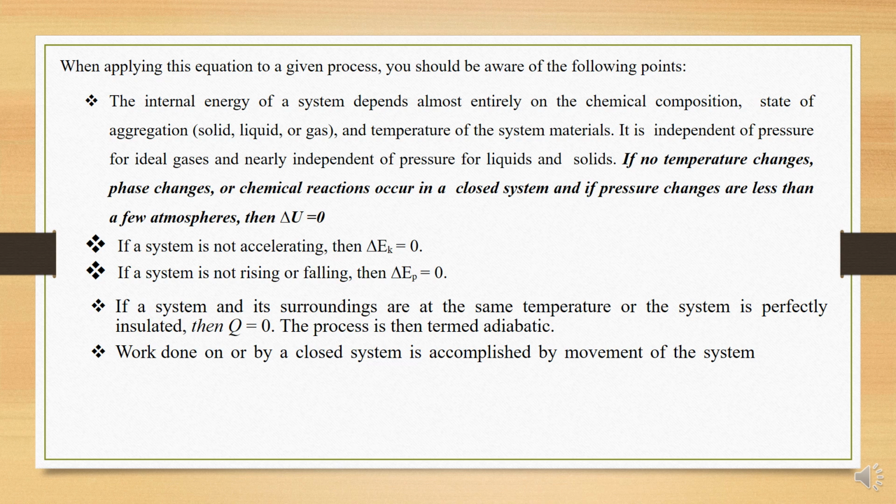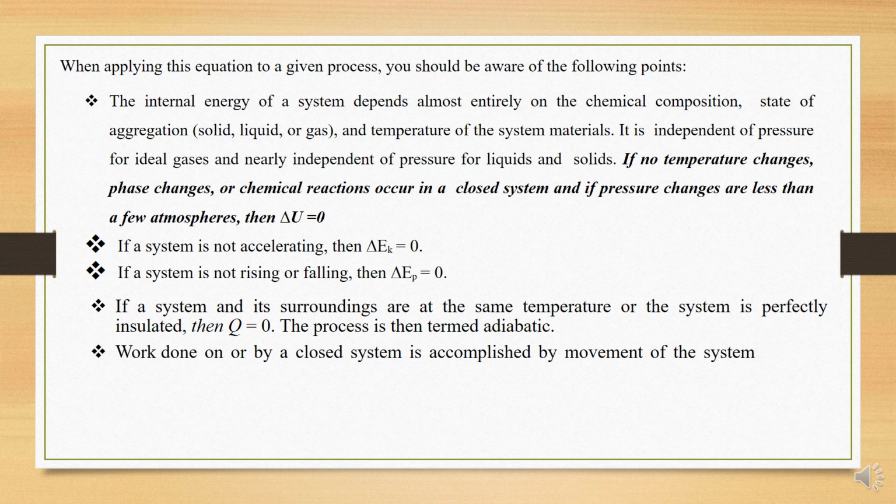If no temperature changes, phase changes, or chemical reactions occur in a closed system, and if pressure changes are less than a few atmospheres, then delta U is equal to 0. If a system is not accelerating, then delta E subscript K is equal to 0. If a system is not rising or falling, then delta E subscript P is equal to 0.